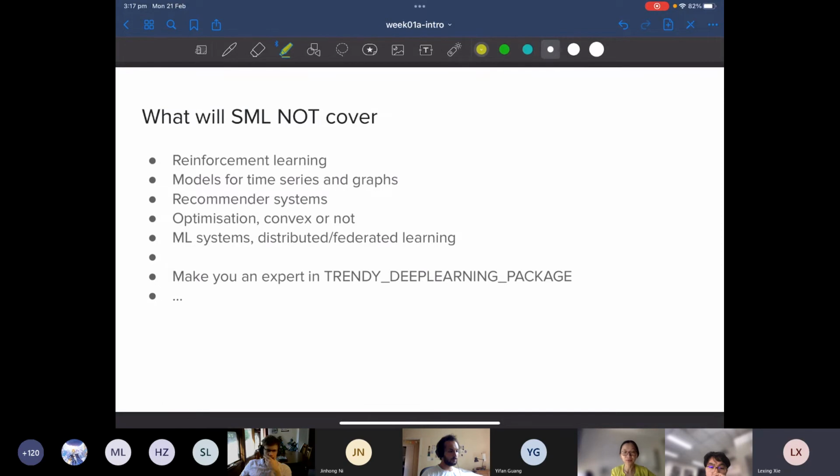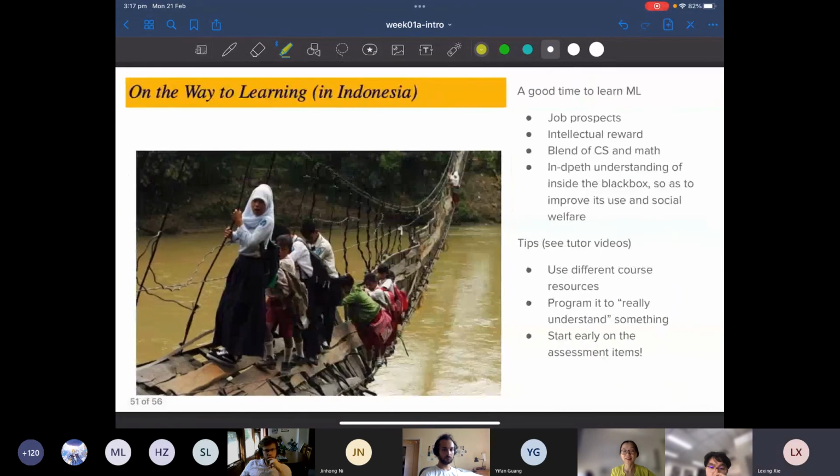This class will not make you an expert in trendy deep learning packages. There are other classes where you can acquire these skills, and we'll mainly work with NumPy and build most things from scratch. So in summary, I think this is a great time to learn machine learning for many reasons, and also very importantly, who knows where the next machine learning revolution or quantum leap will be. Since it hasn't happened, it's a good time to learn it, to be part of it.